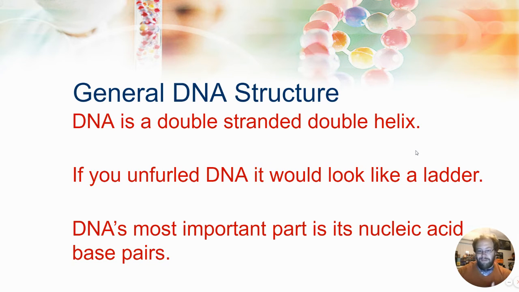So first of all, general DNA structure. DNA is a double-stranded double helix. Okay, there's two different parts of DNA, right? And if you unfurl it, it kind of looks like a ladder, right? With two sides and rungs in the middle. And then DNA, to make itself smaller, it twists and it becomes like this circular staircase sort of looking thing. And I'll have a picture of that in a moment so you can see what that looks like. DNA's most important part, though, is its nucleic acid base pairs, and that's what codes for different things. So that's an important part of it.